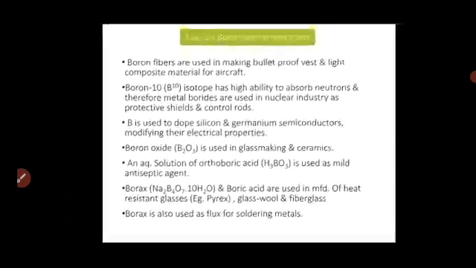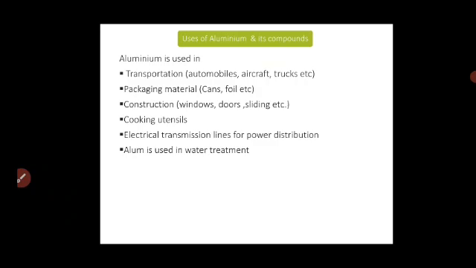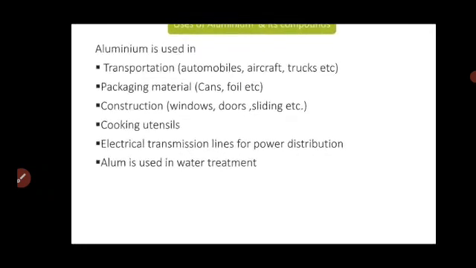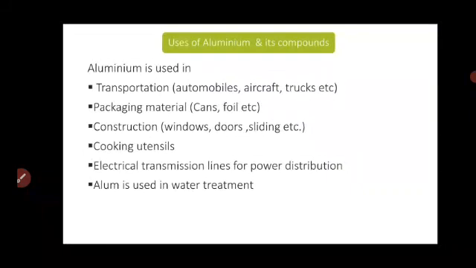Let us see the uses of aluminium. Important uses of aluminium I have given. As aluminium is good conductor of electricity, it is used in electrical transmission lines. Then for transportation, that is automobiles, aircraft, trucks, etc., the body parts are made up of aluminium because it is lightweight and it can be hammered into thin sheets.